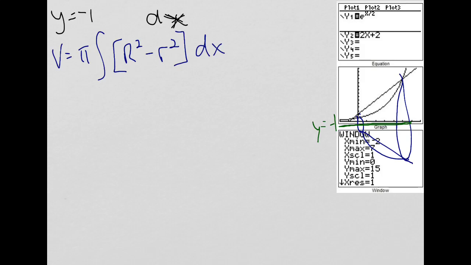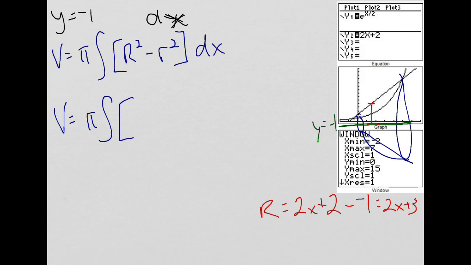So, big R is from this line down to the green line. If I do top minus bottom, I get 2x plus 2 minus a -1, which gives me 2x plus 3. So my volume equals pi integral, bracket 2x plus 3 squared, minus.